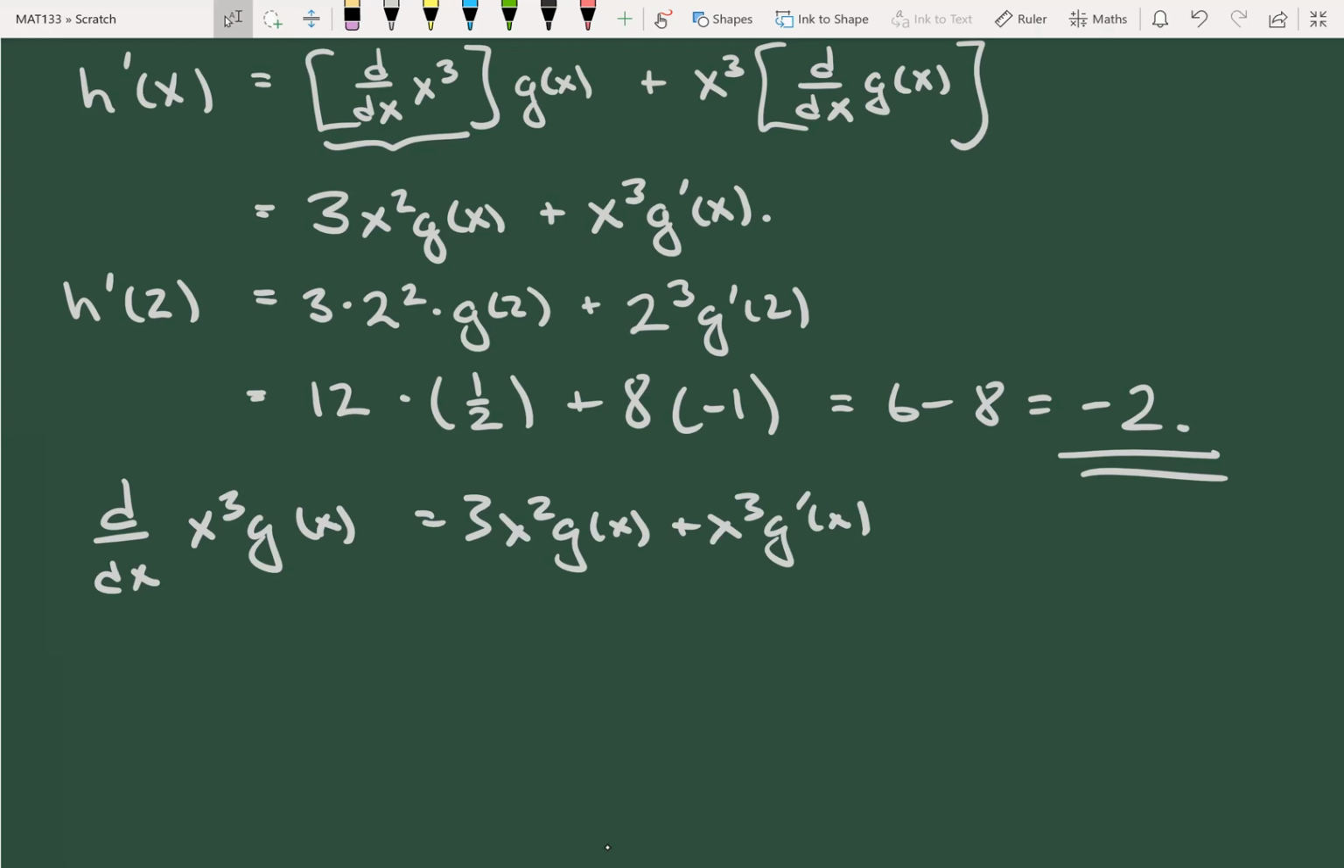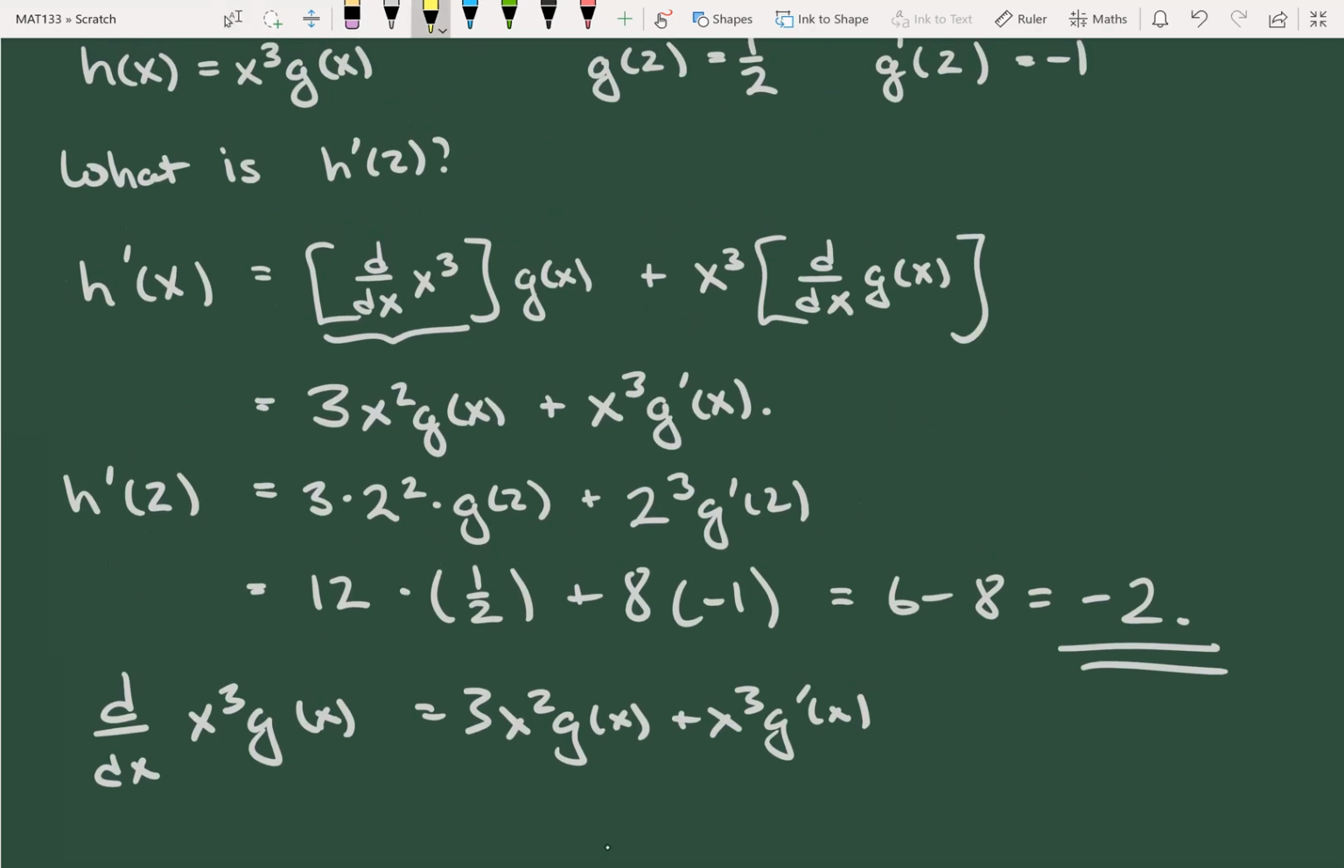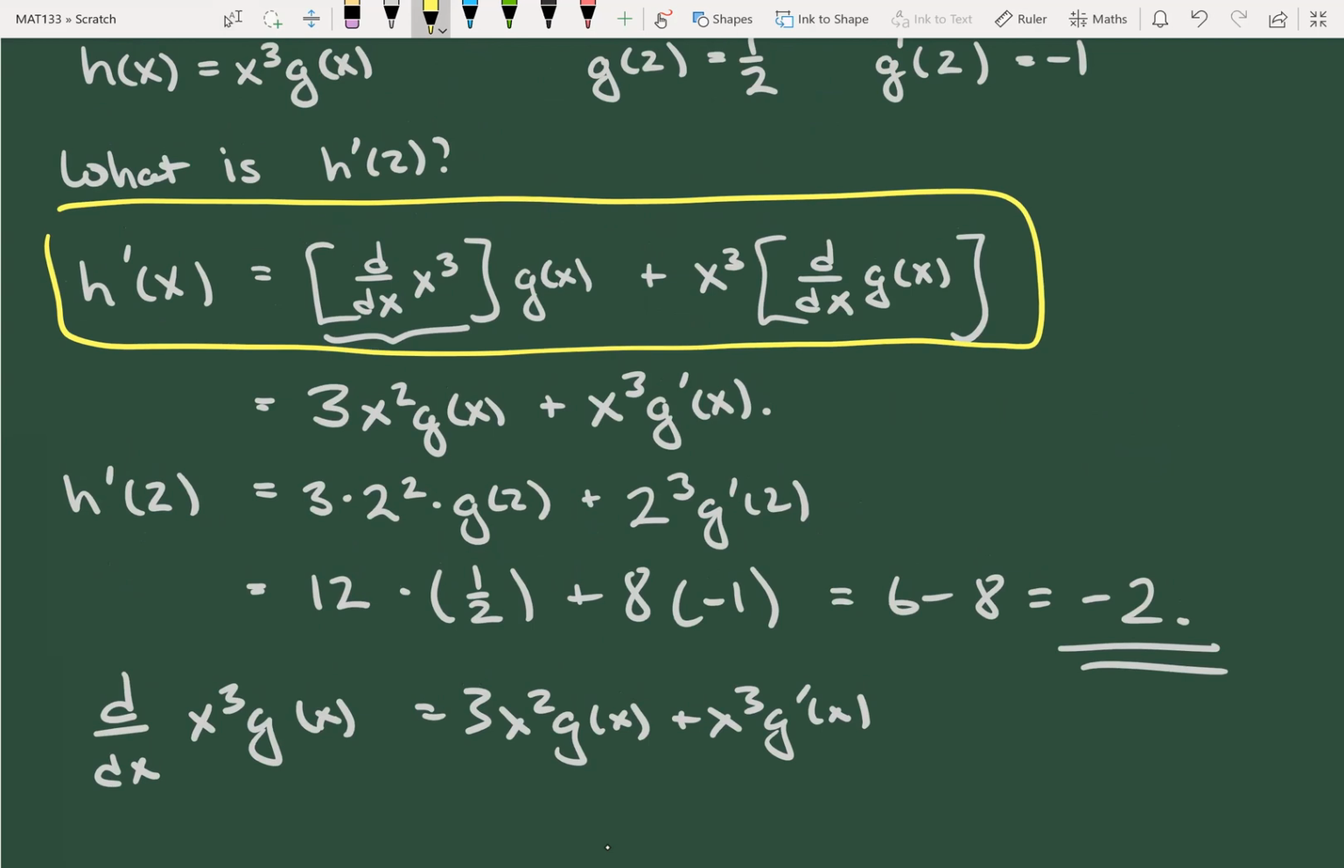Okay, so are there any questions about that? Don't forget, you've got to add here. This is so important: the derivative of the product is f prime g plus f g prime. So hopefully that's okay.